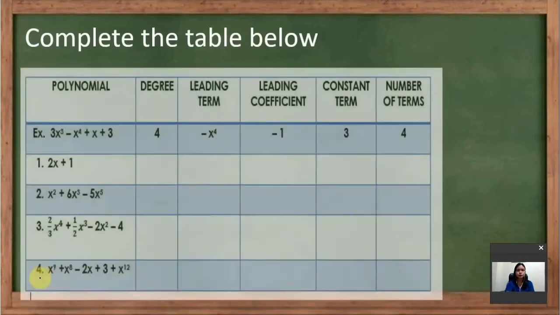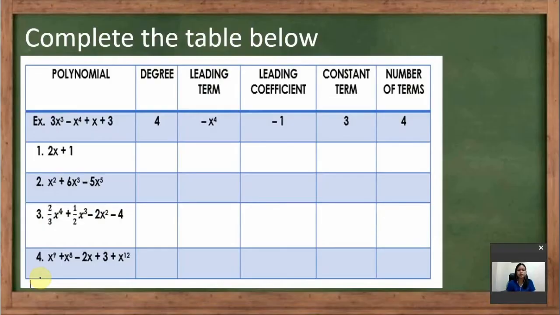So let us complete the table below. Here we have 6 columns: polynomial, degree, leading term, leading coefficient, constant term, and the number of terms. Here, we have 3x cubed minus x raised to 4 plus x plus 3. The degree is 4 since the highest exponent is 4. Then the leading term is negative x raised to 4 since the term containing the highest exponent is negative x raised to 4.